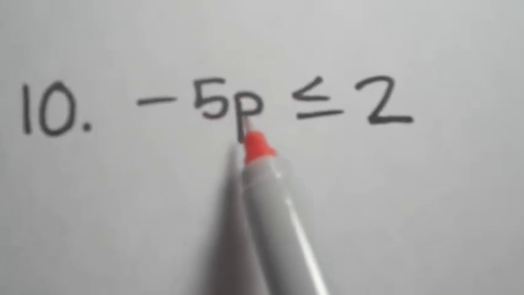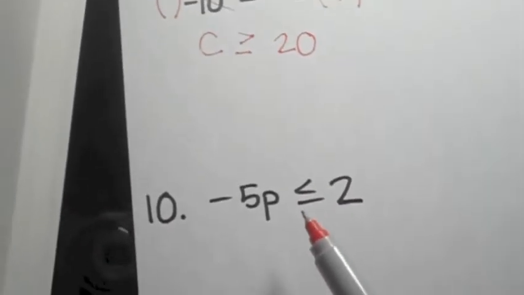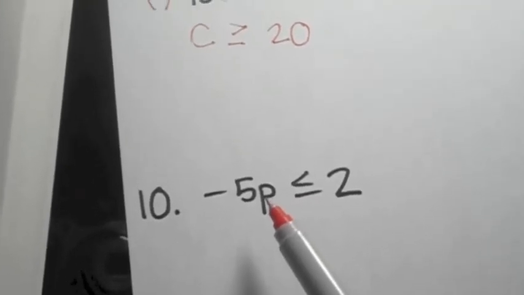Or, in the other case, like number 10, we have a negative number that's already multiplied to this p. So in order to get p by itself, we have to divide by the negative 5. This is number 10, by the way. Since we're going to have to divide by a negative number, that means this sign is going to flip. So anytime we multiply or divide by a negative number to get a variable by itself, this sign flips.